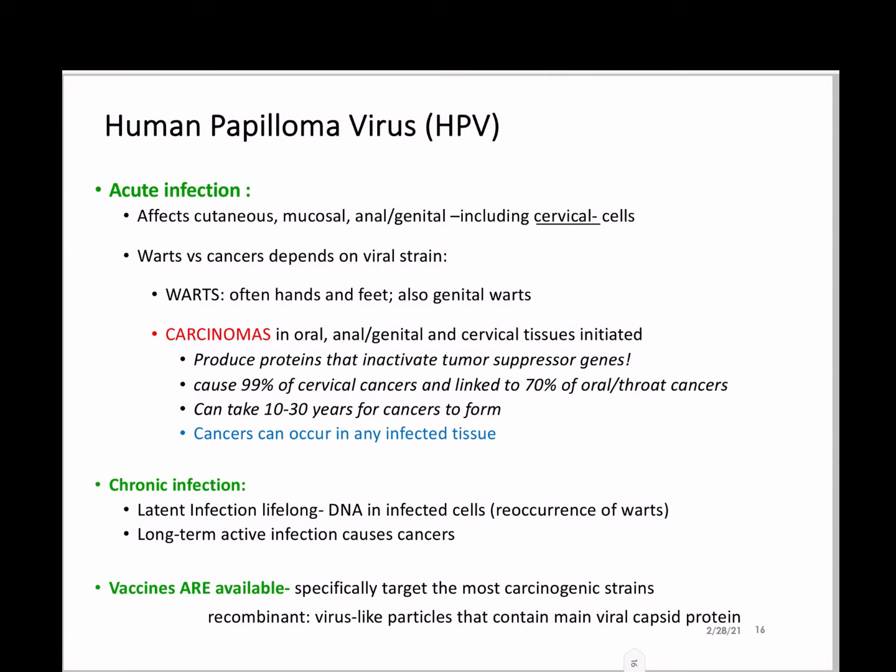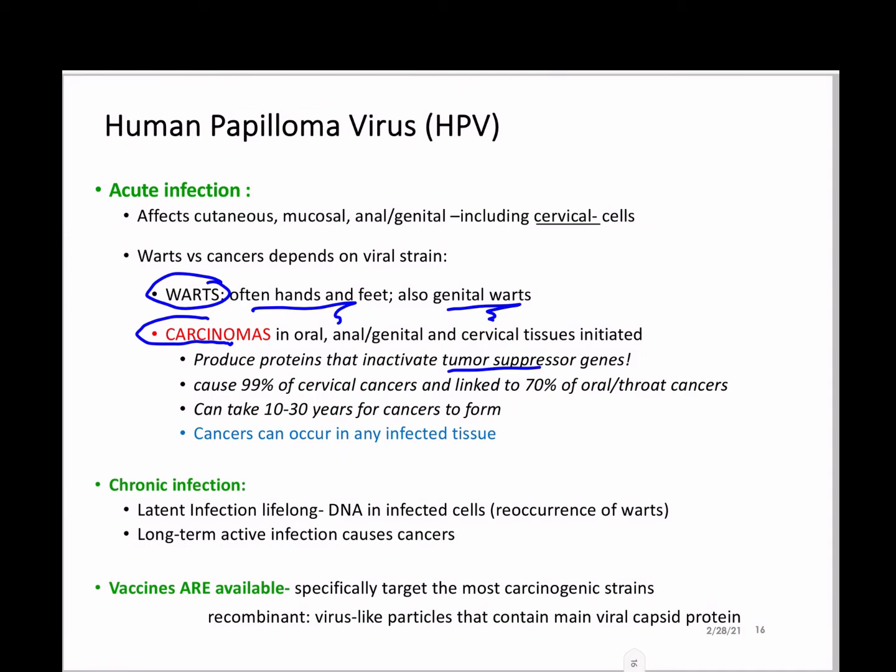So some strains are going to affect mostly normal dermal tissues, often seen on the hands and the feet as warts. You can also get genital warts. Some strains pretty much only produce warts and have a very, very low chance of producing carcinomas. However, there are strains of HPV that have a relatively higher risk of inducing carcinoma. And like I said, these viruses can change the cell cycle genes, so the ones that are going to produce carcinomas are often going to produce proteins that are going to inactivate tumor suppressor genes and activate growth genes.